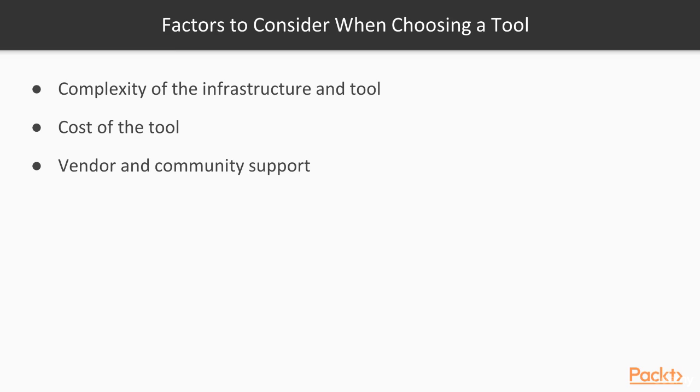Complexity of the tool and the infrastructure are the first things to consider when choosing a tool. The scale of the infrastructure, the number of services to manage, the interconnectivity of the services, the diversity of the infrastructure are all vital factors. The capability of the tool to handle complex infrastructures should be the foremost consideration. However, the complexity of the tool and the learning curve to master it should not be ignored at the same time. Cost of the tool comes next.